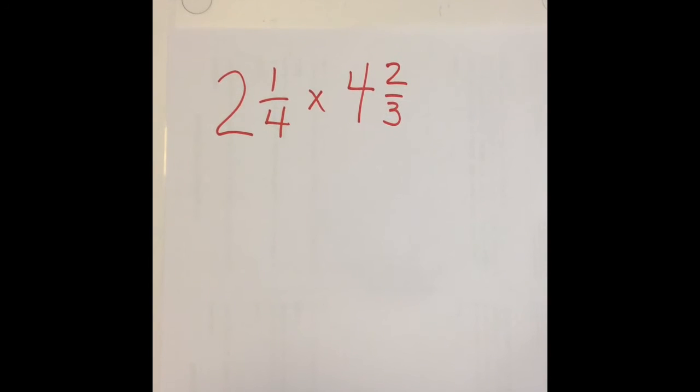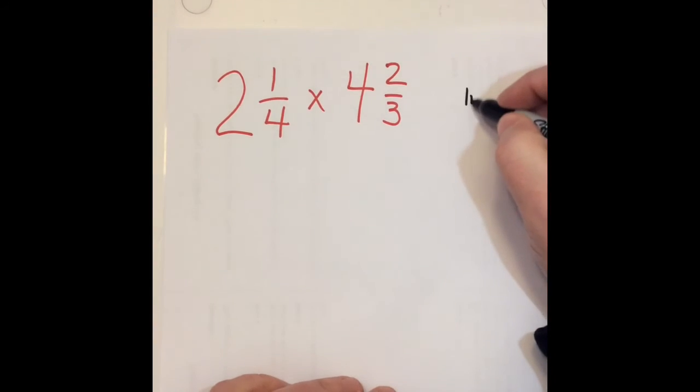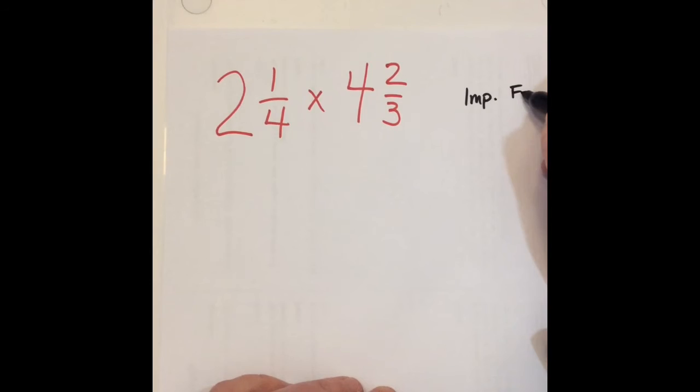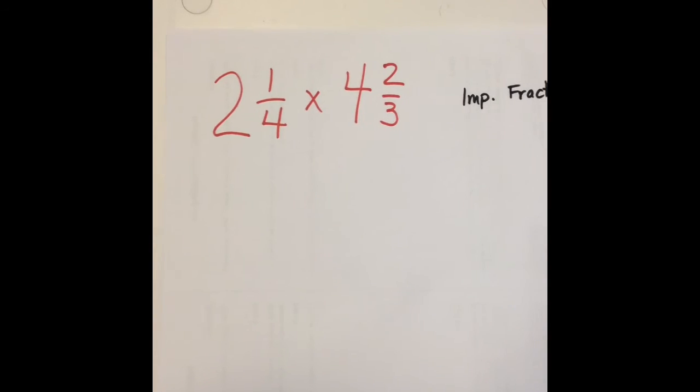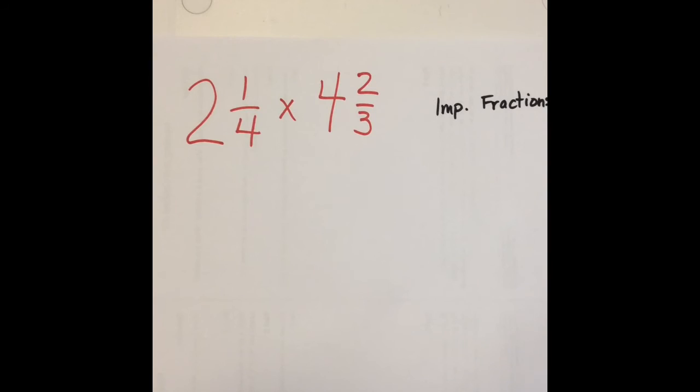Okay? And finally, the last type of problem we're reviewing today is multiplying mixed numbers. So what do we do when we have mixed numbers? Well, we have to make improper fractions. Hopefully you have this in your notebook. If you don't, you can always back up the video and go ahead and write it in your notebook. So you need improper fractions.